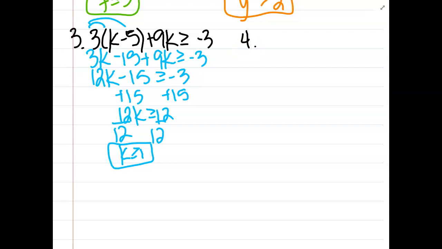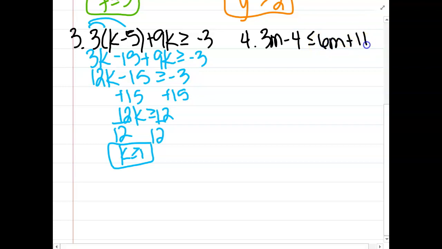Okay, is this going okay? Yeah? Alright, number 4. 3m minus 4 is less than or equal to 6m plus 11.